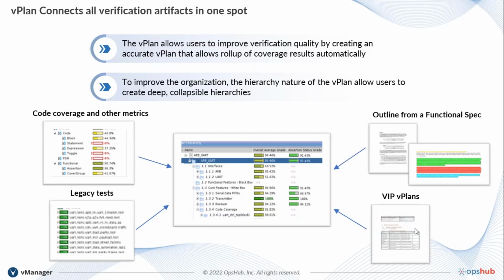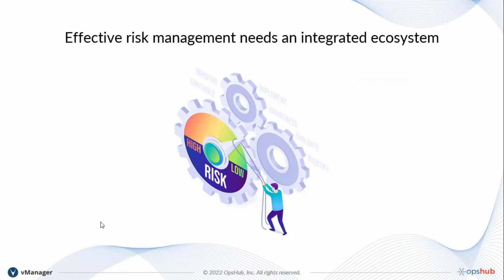There are other vPlans that can also be connected to your main vPlan. We allow a lot of reuse between vPlans. And as you can see here, this is the coverage collected from the different engines that the results can be reflected on the vPlan, as well as test results, like passed, fail for tests that can be reflected back on the vPlan.